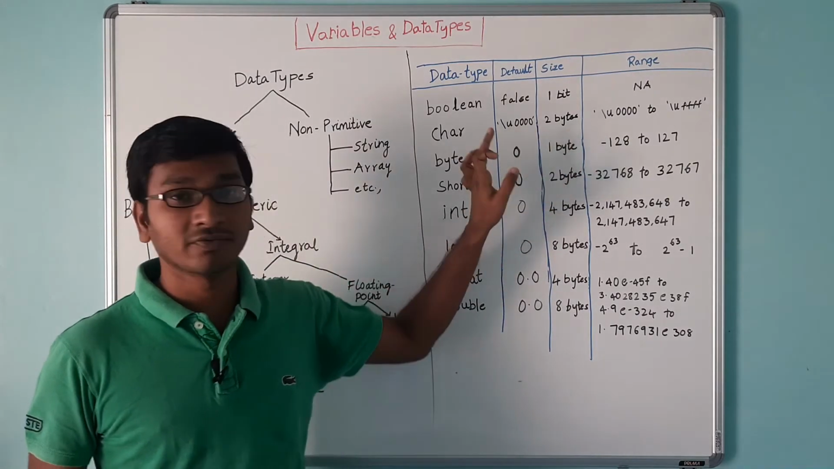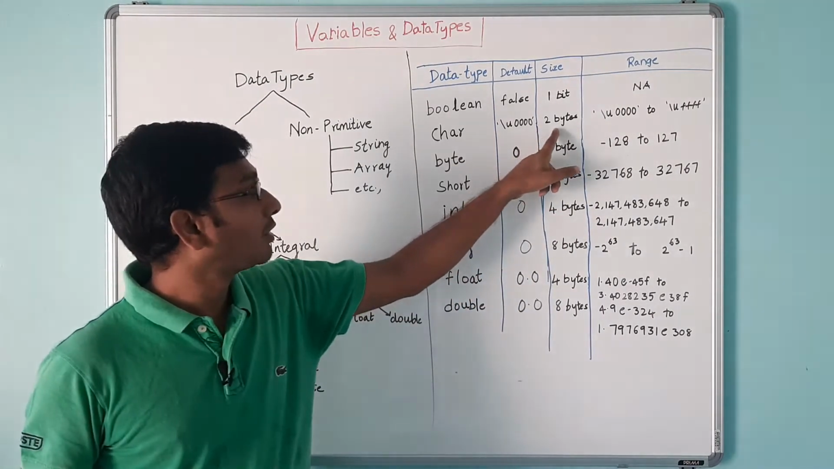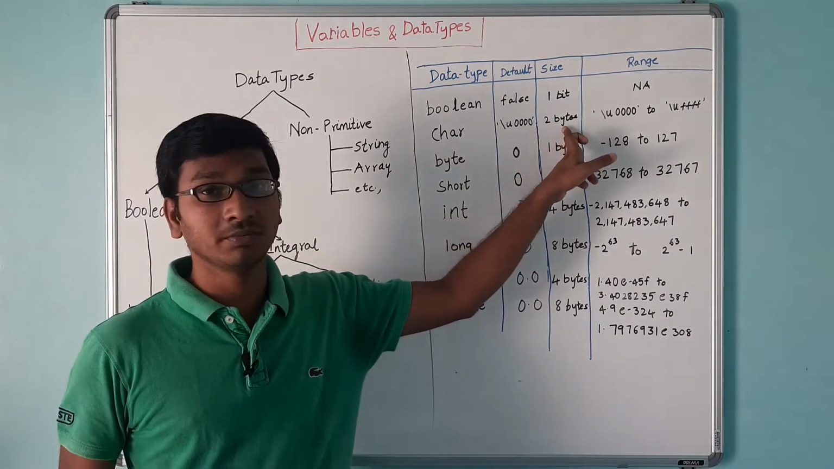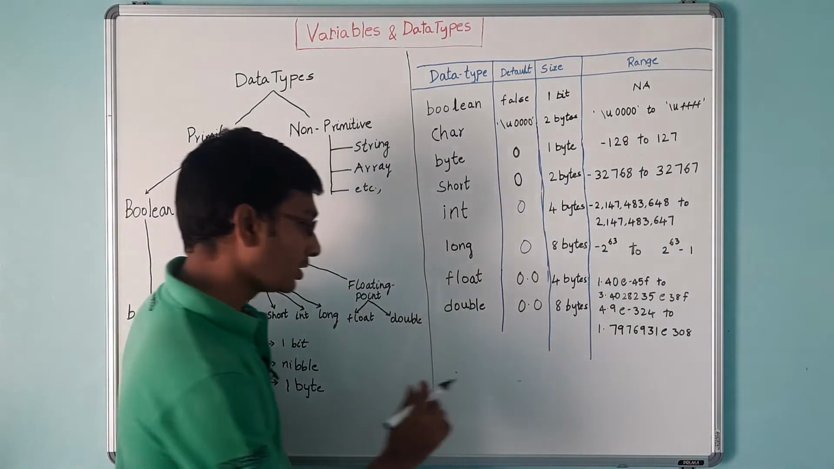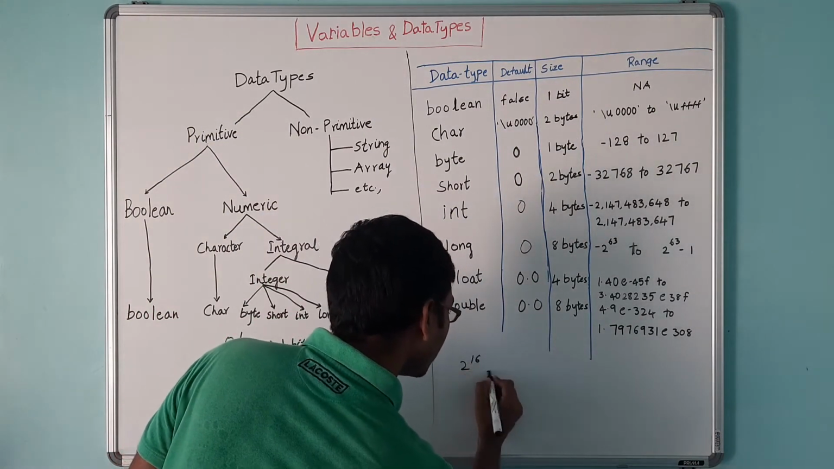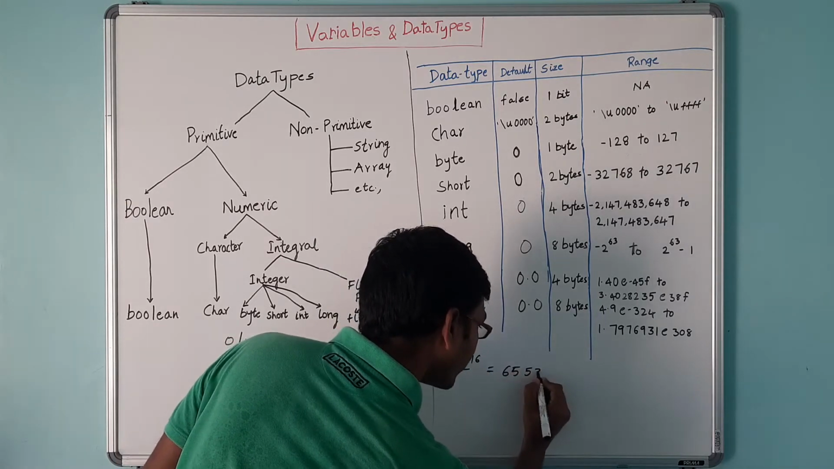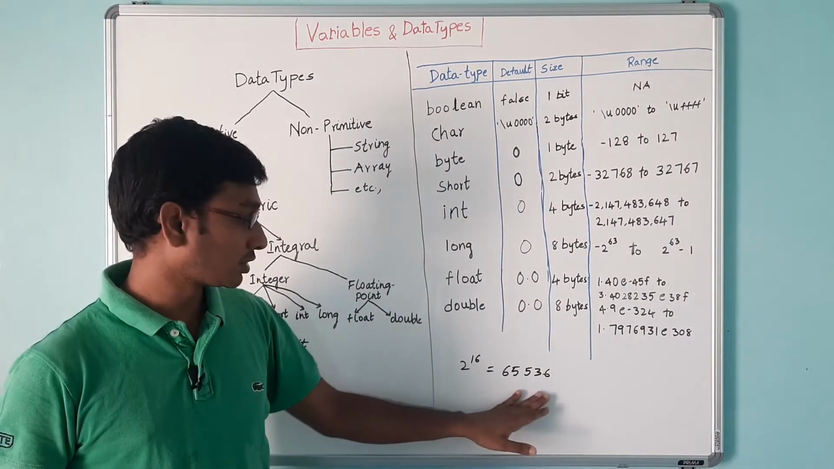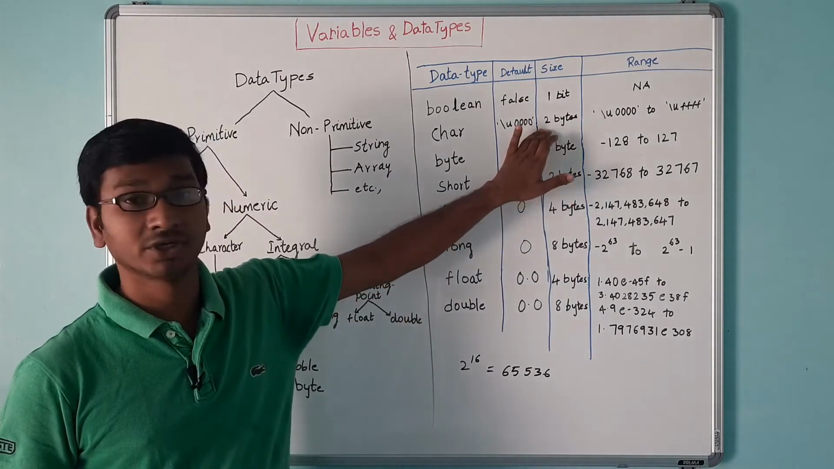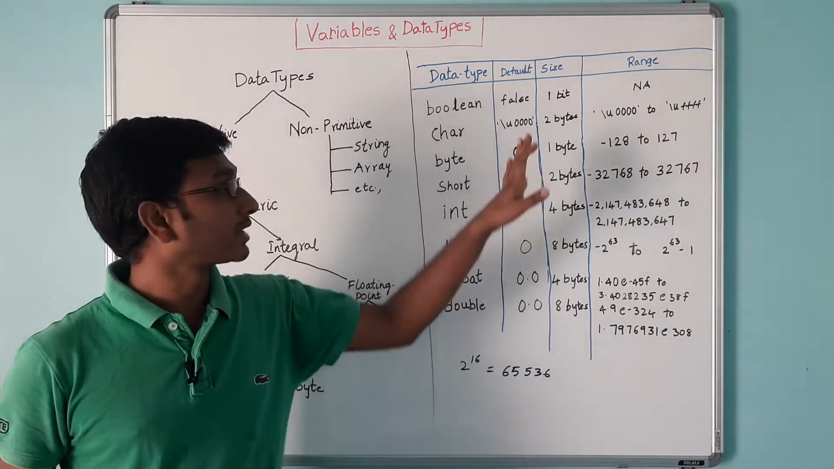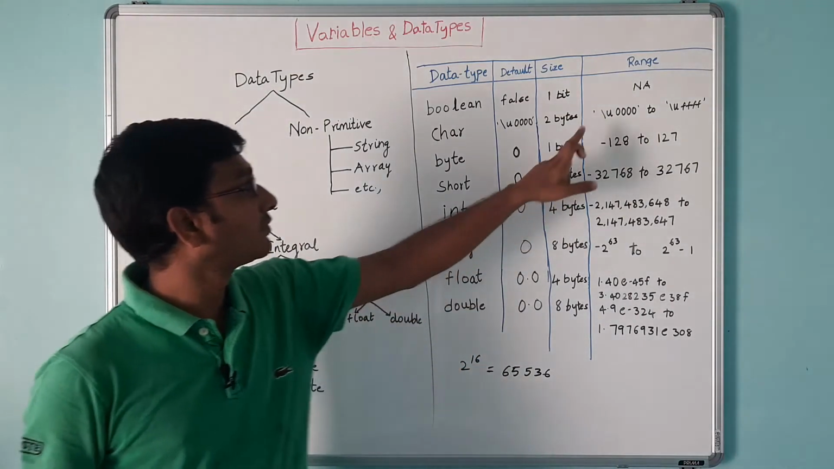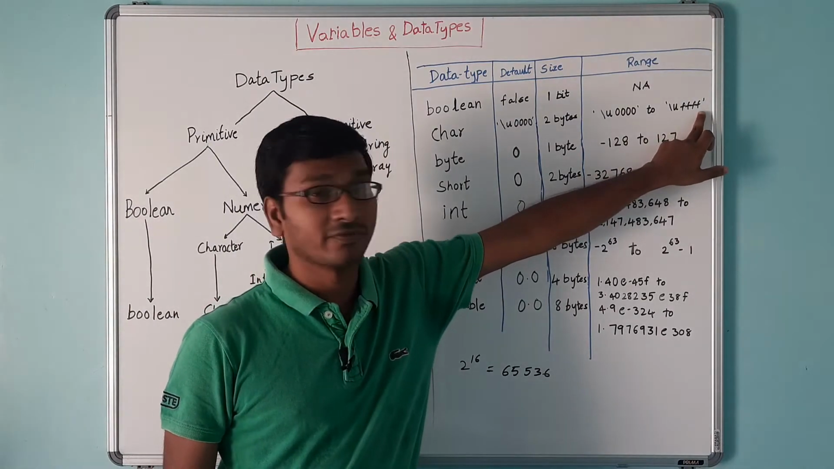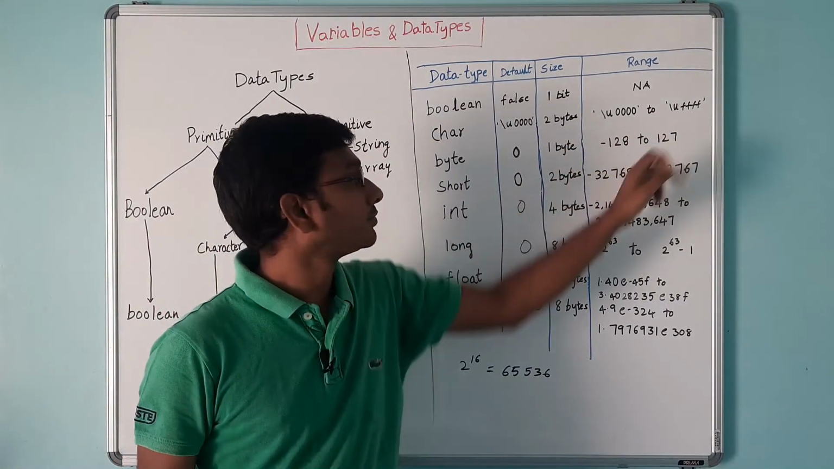And why we need 2 bytes of size here: 1 byte is 8 bits, so 2 into 8 is 16 bits, and with 16 bits we can represent 65,536 characters. So this char holds all the Unicode characters, the default value is 0, and the range is from 0 to FFFF. This is in hexadecimal representation.